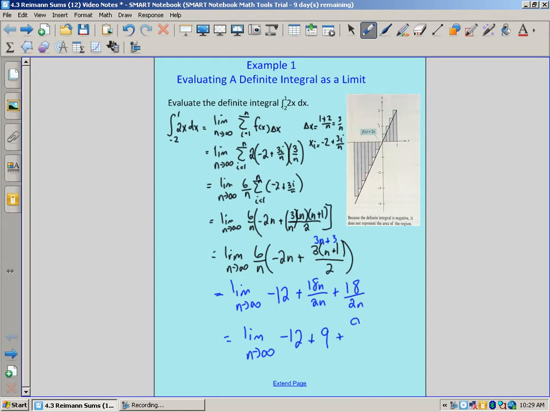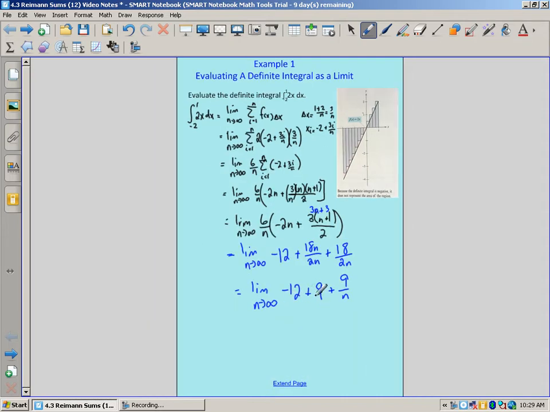And so as I take my limit to infinity, the constants remain as they are, and so I get negative 12 plus 9, and then remember when I do a limit to infinity, I'm dividing by infinity. That's a 0. So my final answer for this, the integration from negative 2 to 1 of 2x dx is negative 3 when I simplify that.